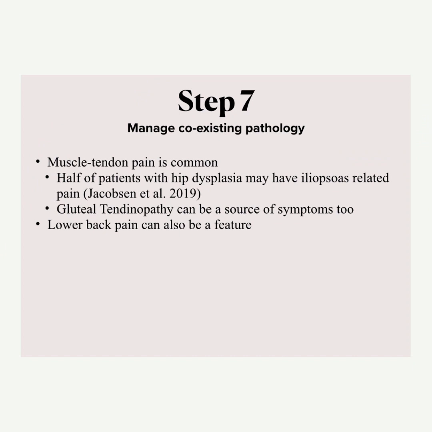Okay, last couple of points. So step 7, we want to manage the coexisting pathology. It's really common for hip dysplasia to present with other painful areas. So muscle tendon pain around the hips is common. There's some research suggesting half of patients with hip dysplasia may have iliopsoas related pain. A gluteal tendinopathy can be a source of symptoms too, as can lower back pain in people with hip dysplasia.